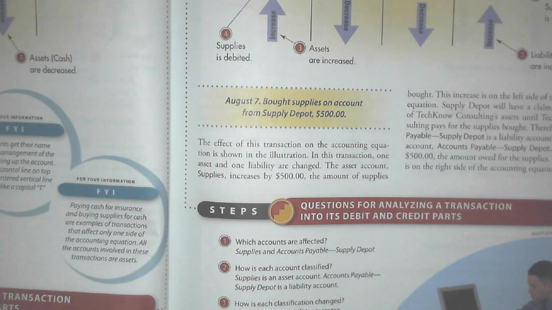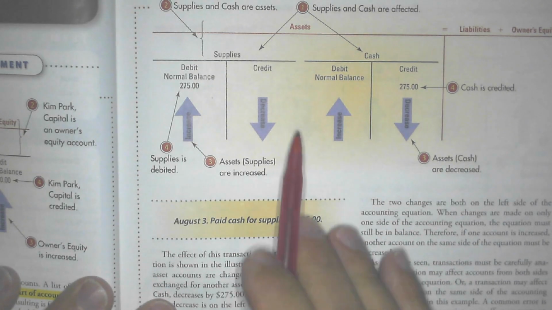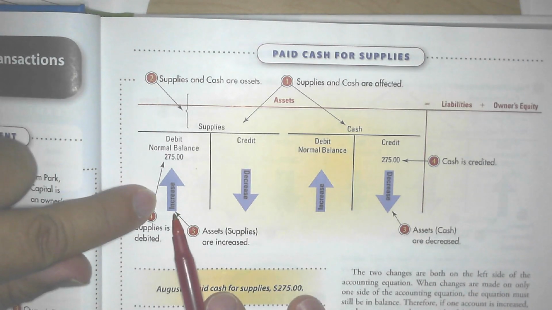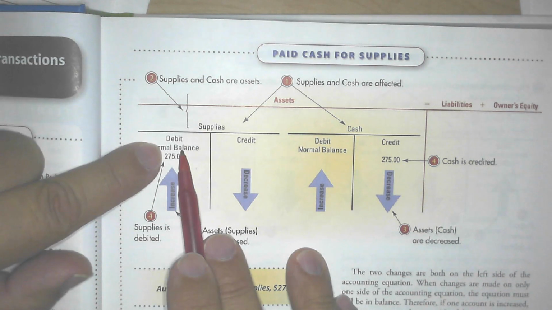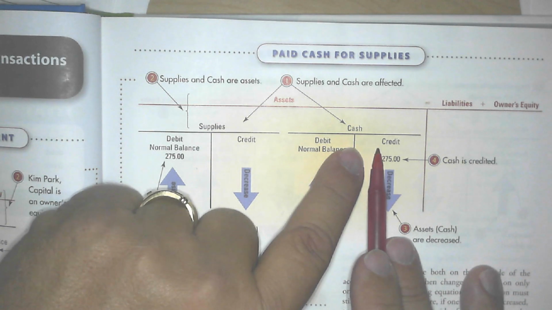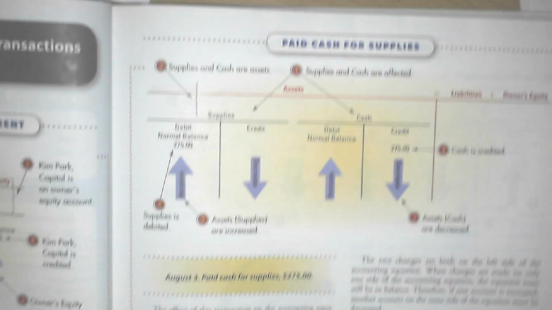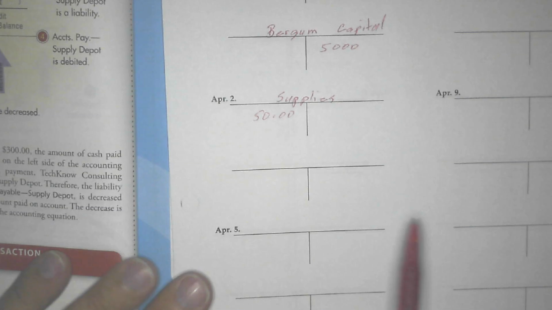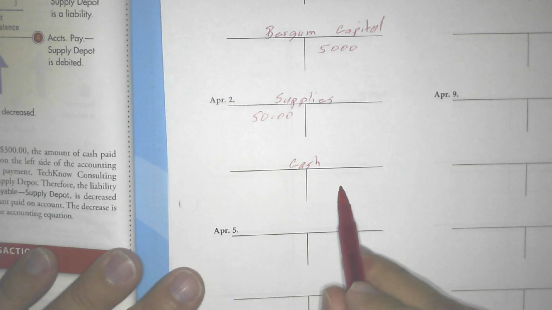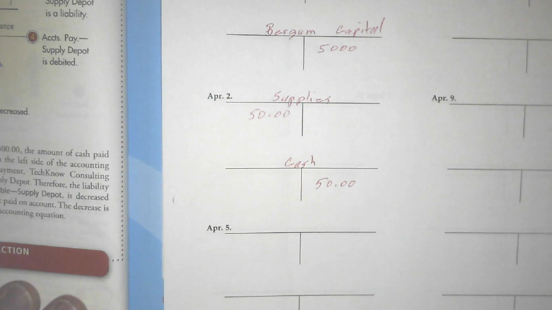And like I said, for each one of the transactions, they have an example in the book. Paid cash for supplies. We show an increase in our supplies. So that's on the left side, on the debit side. They're going to have a decrease in cash because we paid the cash out. So that's going to be on the credit side. So the cash decrease was on the right. So there's our decrease.